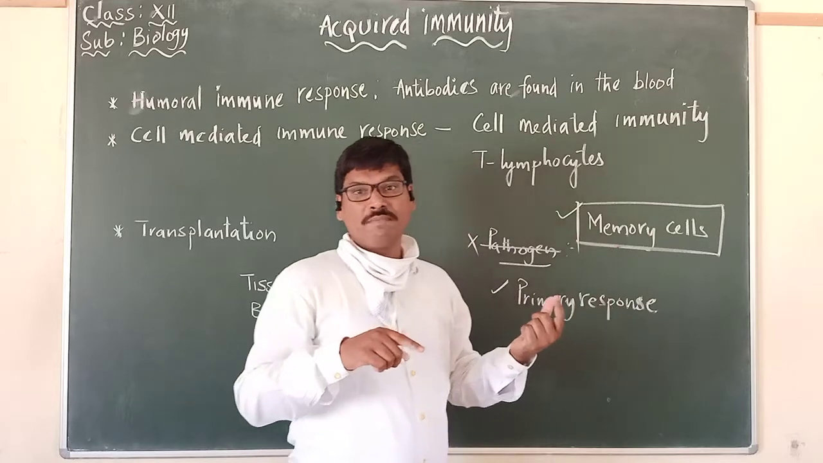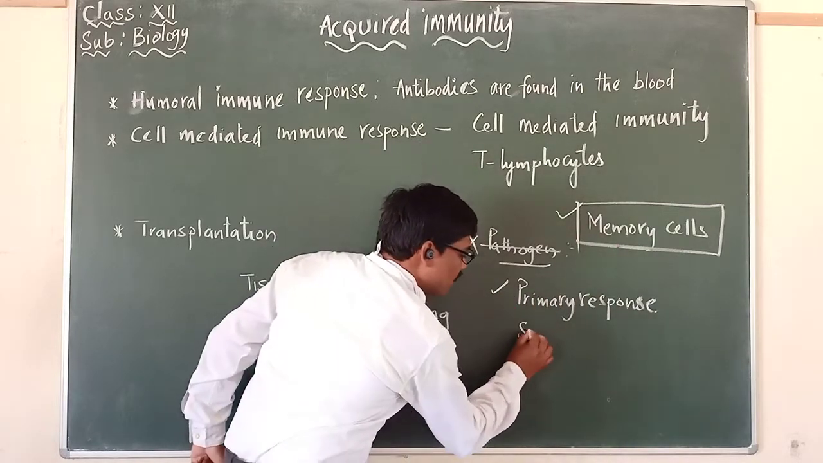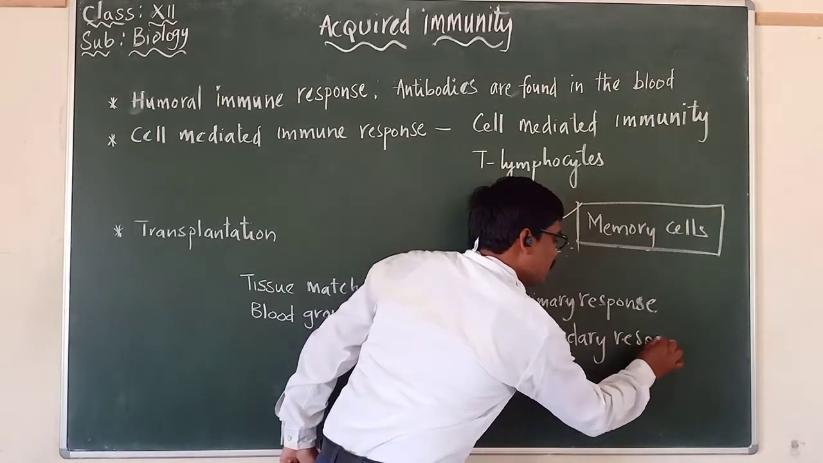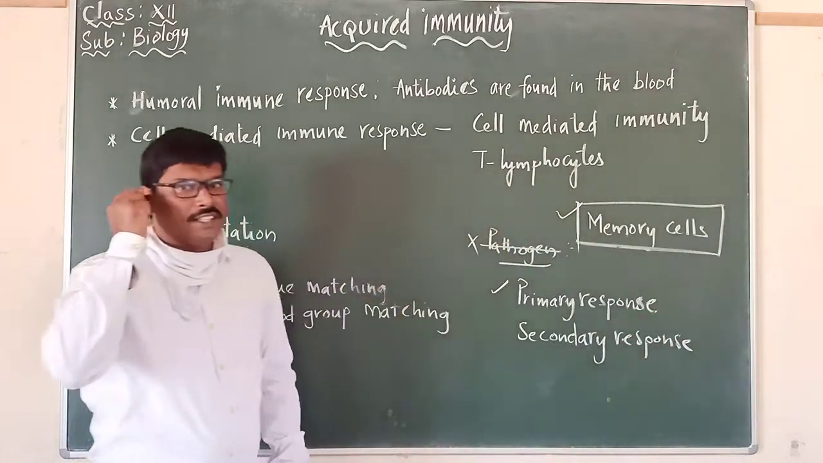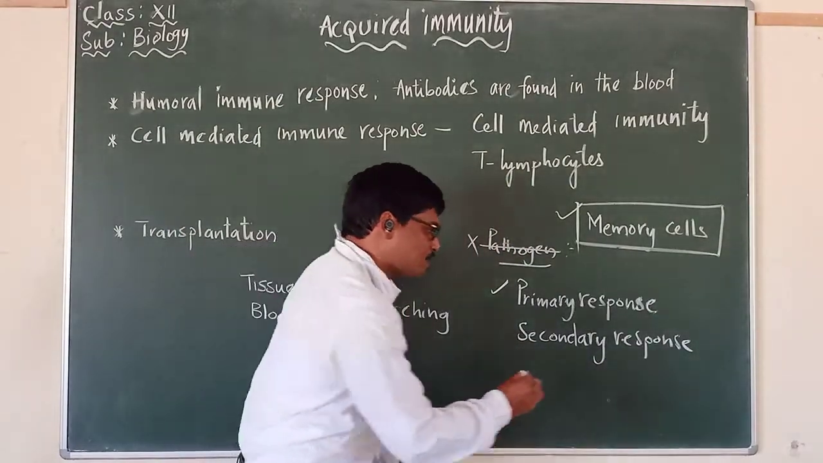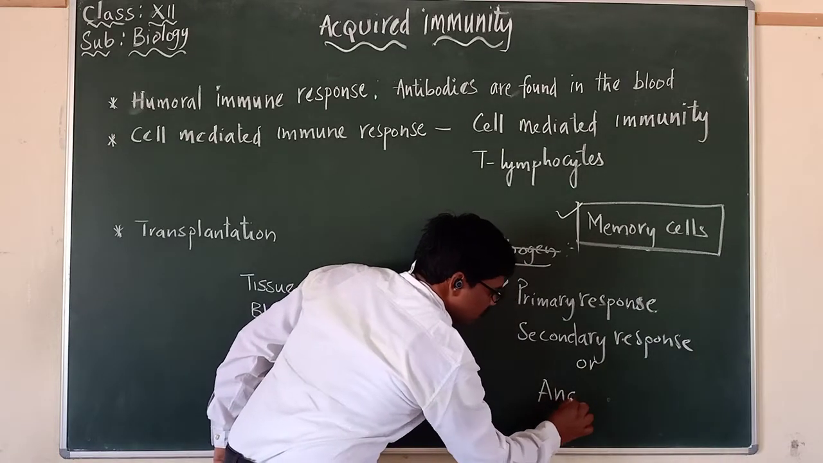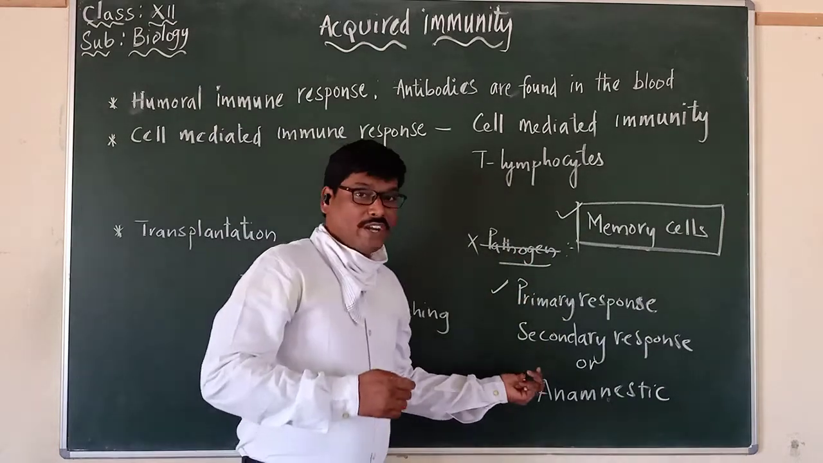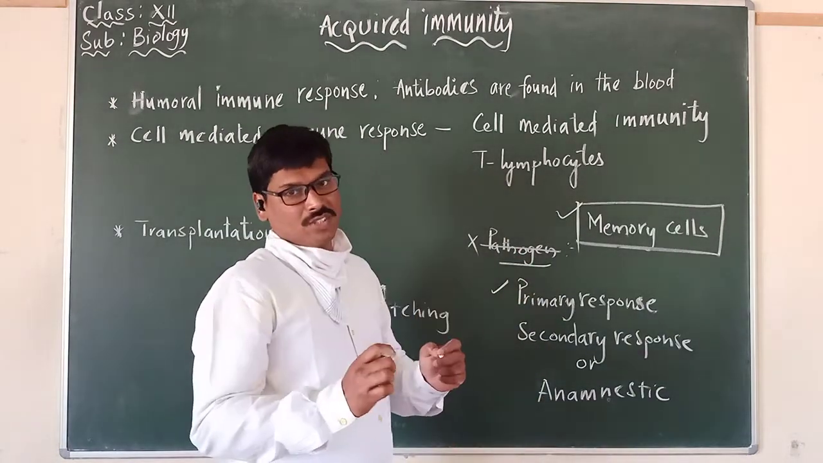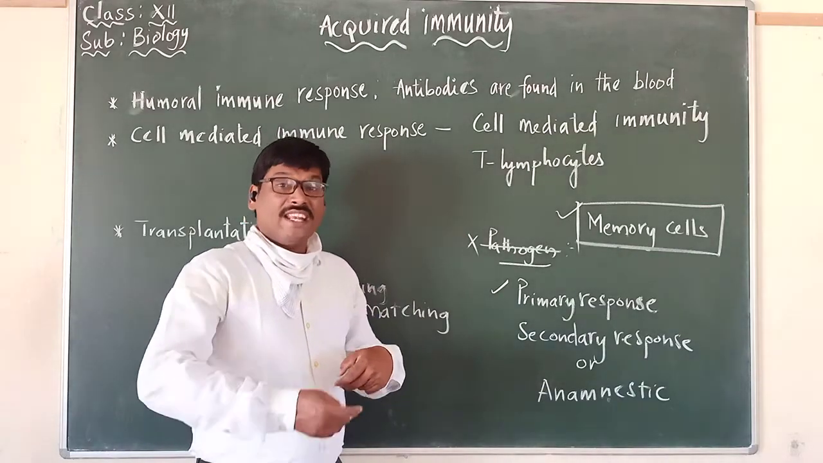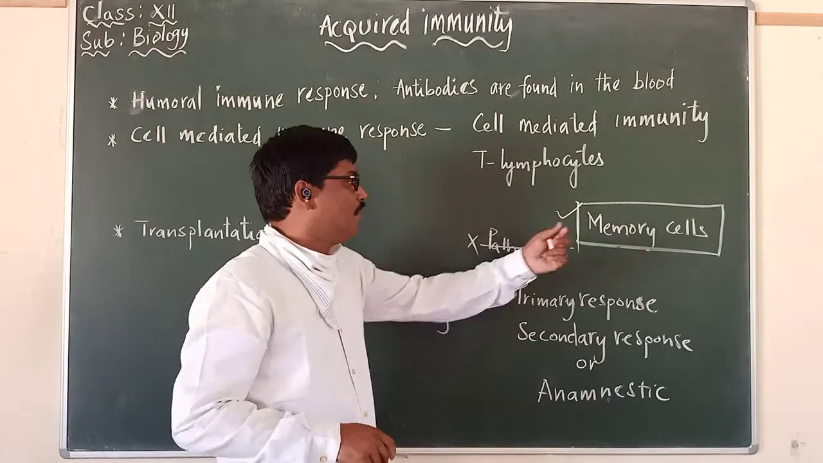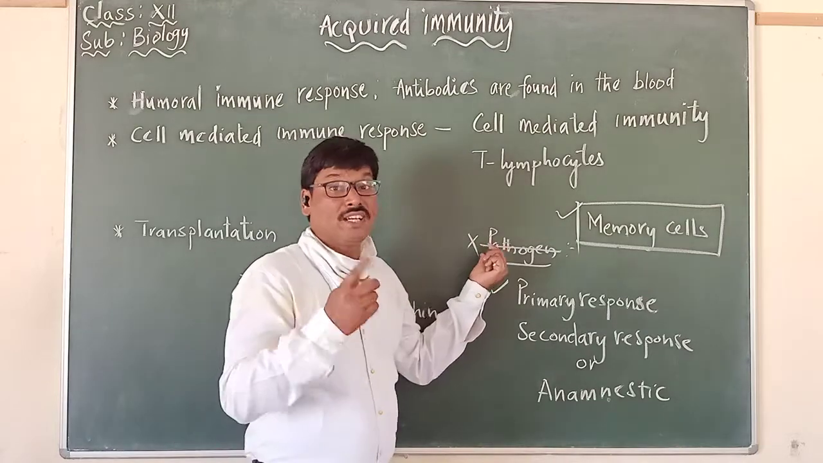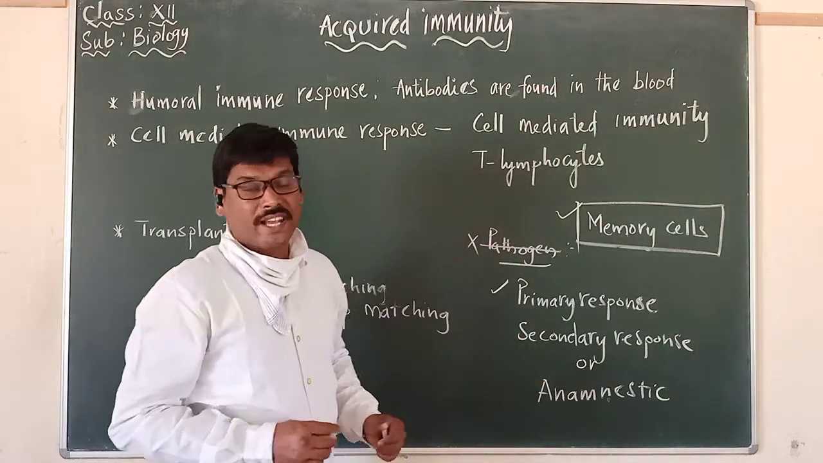When it enters a second time and is destroyed, that response we call the secondary response. Another term for this is the anamnestic response. So what is the secondary response? When the same pathogen enters our body, it is destroyed because of the presence of memory cells formed with the same pathogen that entered the first time. That we call the secondary response.